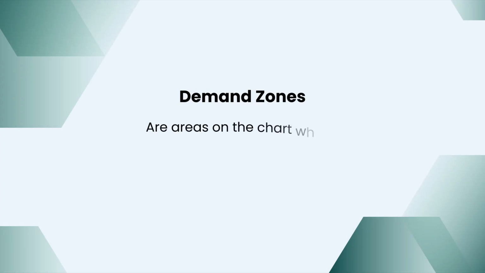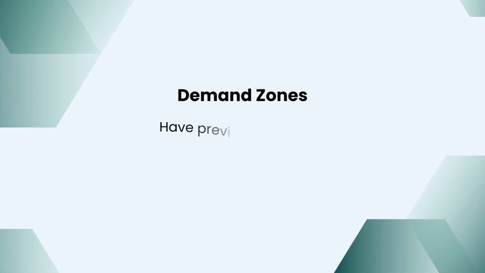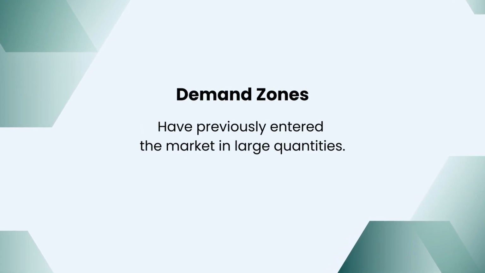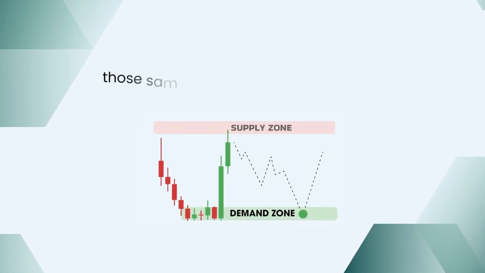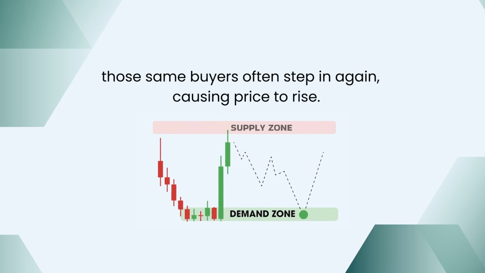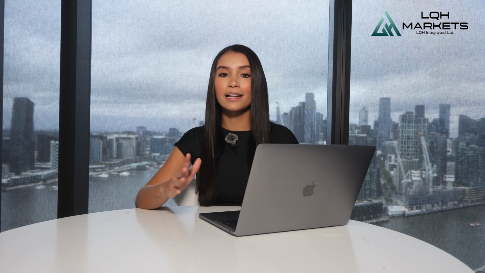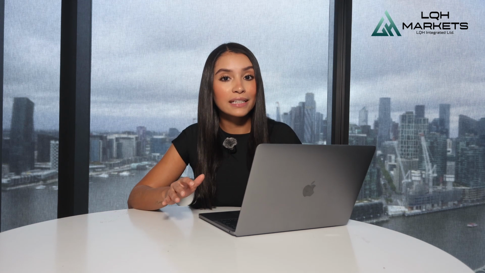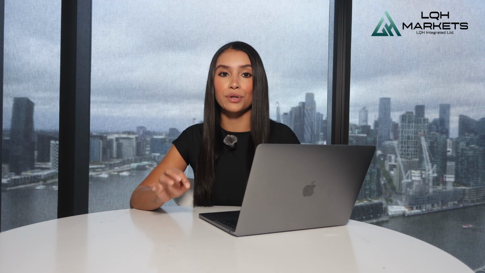In trading, demand zones are the areas on the chart where institutional buyers or smart money have previously entered the market in large quantities. When price returns to those areas, those same buyers often step in again, causing price to rise. These zones represent imbalances between supply and demand, where demand clearly exceeds supply, pushing price upwards with strength.